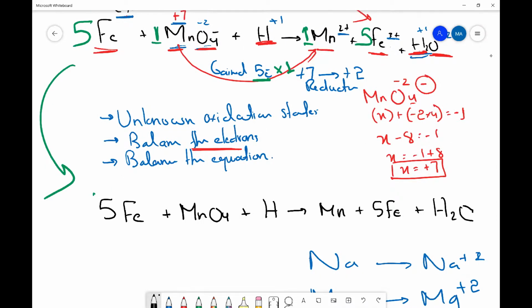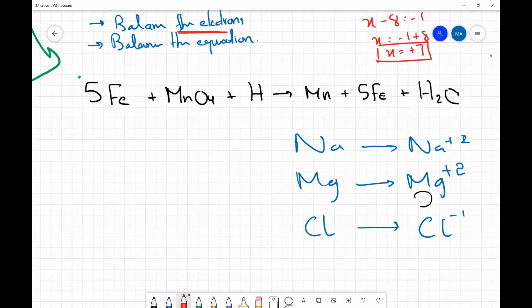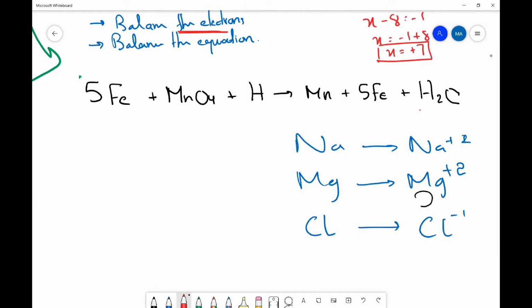You need to further balance it by using your own rules. You already know how to balance an equation, yeah? If you look at this equation here, it has 1 hydrogen and 2 hydrogens here. So we'll be putting 2 in front of hydrogen.